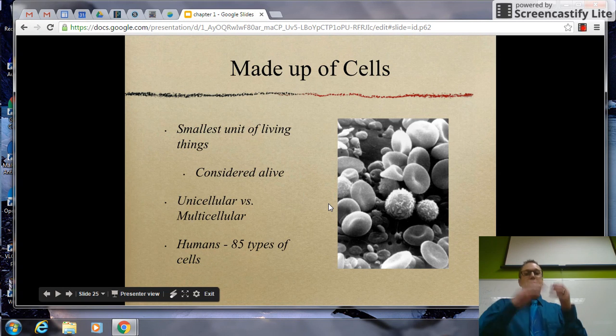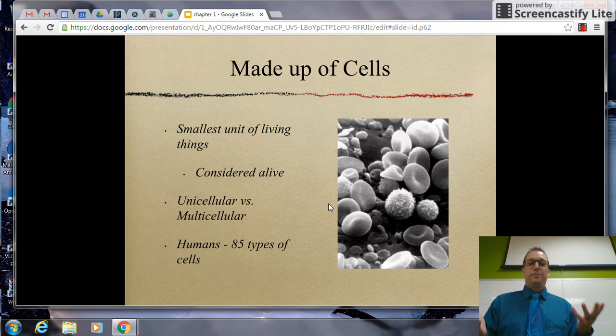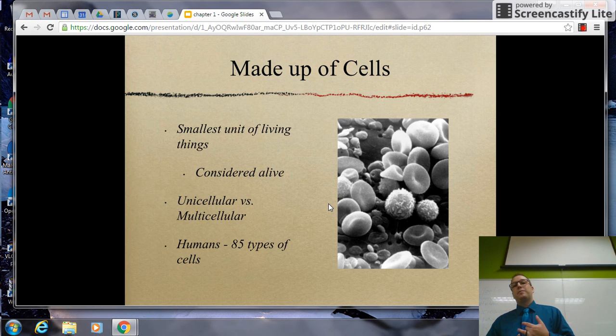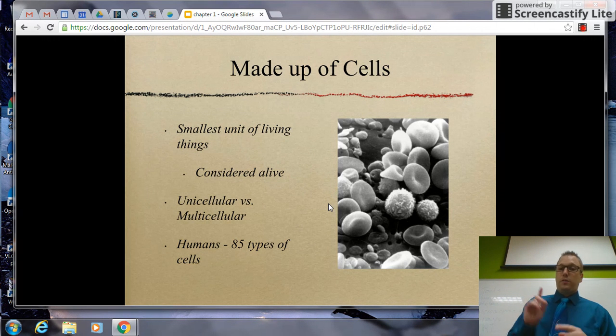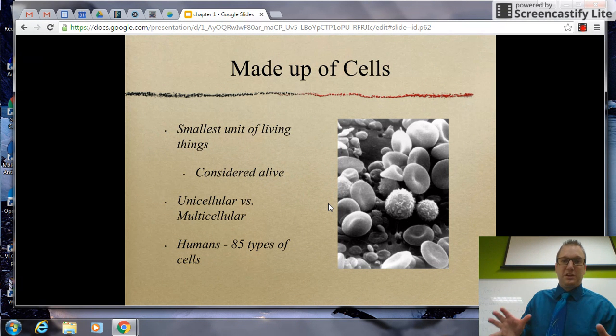So, cells. Everything we know of that's alive so far has cells. The cell is the smallest living thing that's considered alive. It carries out all of the functions of life, all of those 8 characteristics. So we could have unicellular organisms, one-celled things, or multicellular organisms. Humans have over 85 different types of cells. So while you're made up of cells, you're made up of a whole bunch of different types of cells.